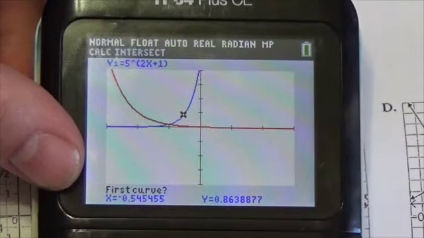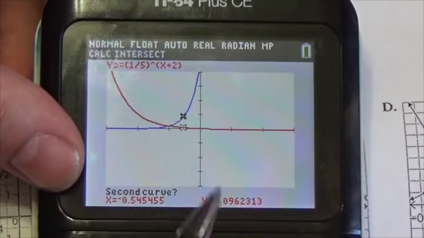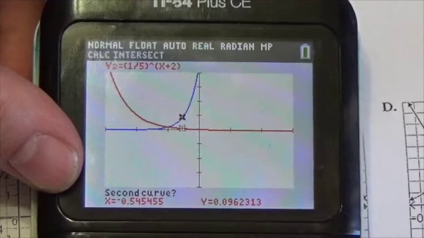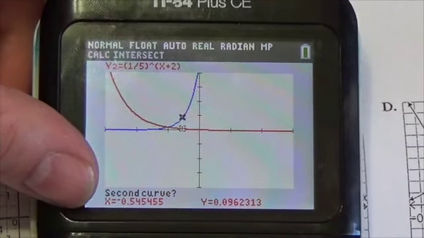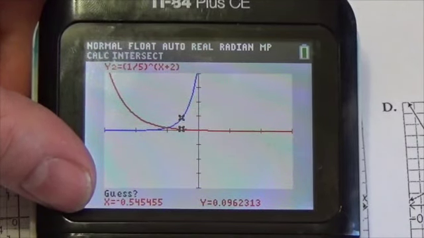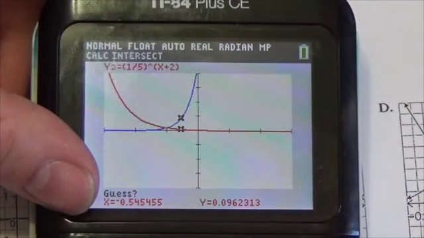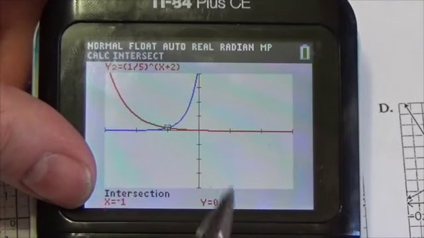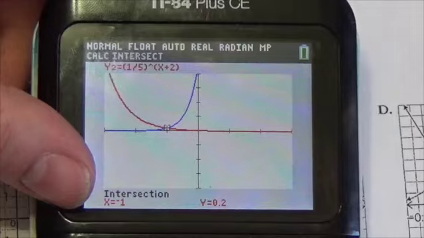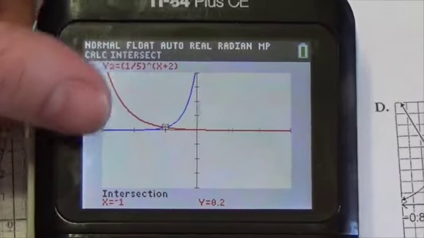Calculator asks, am I on the first curve? Press enter. You should see it jump immediately down to the second curve. Calculator asks, is this actually the second curve? Yes. And it says, is it okay if I guess this? Sure, press enter. And we get an answer of -1. And that's how you'd use a calculator to help you solve that question.